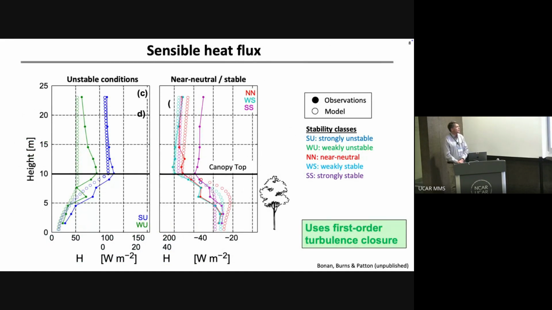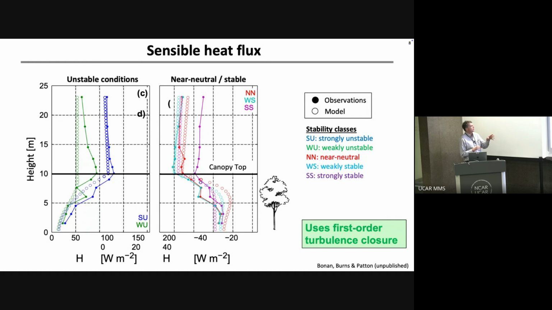The other example I want to go through is sensible heat flux, because this is going to relate to that under canopy wind speed. Again, with a multi-layer canopy, you have a profile of sensible heat flux within and above the canopy. This is exactly like that diagram for wind speed. Unstable conditions on the left, near neutral and stable conditions on the right. If you're looking at these unstable conditions, what you see is very low sensible heat flux near the ground. The sensible heat flux increases in magnitude as you get higher in the canopy, and then above the canopy, it's constant with height. And the model is actually replicating those observations pretty nicely.